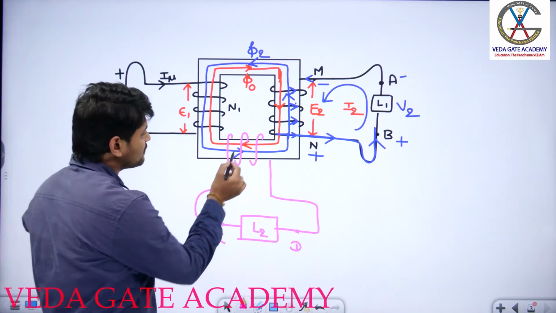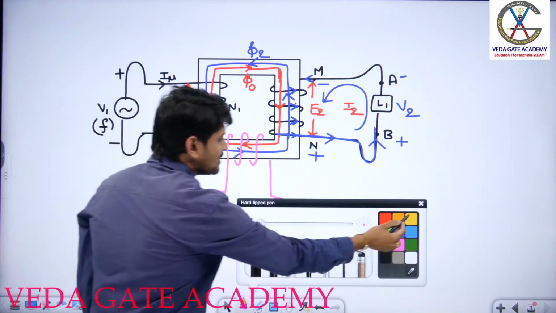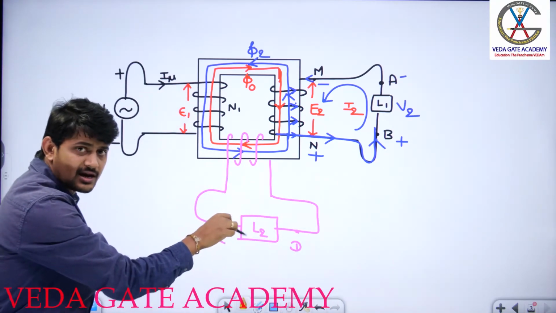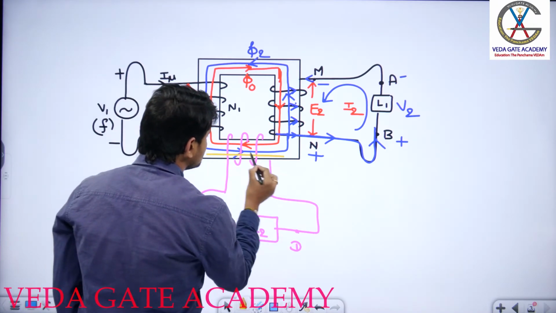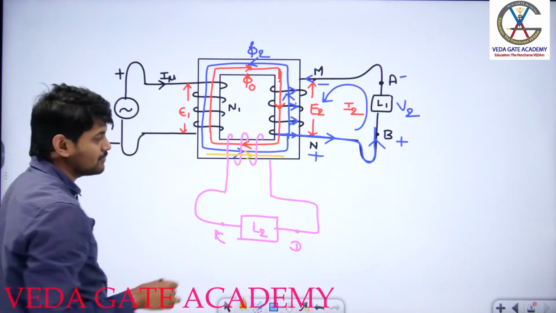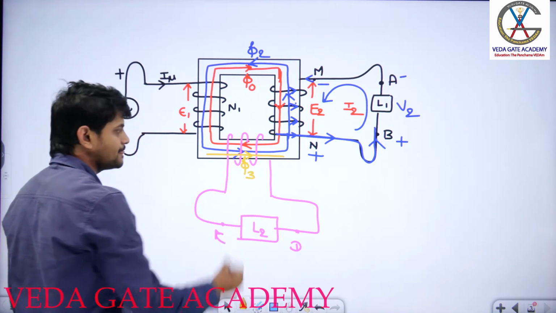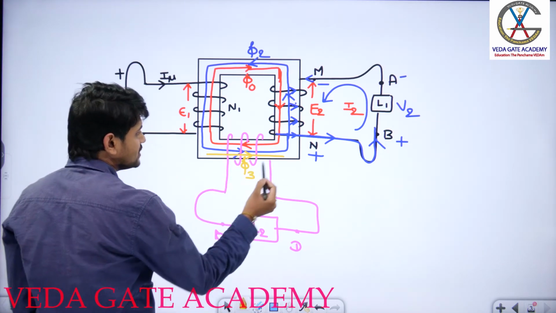With respect to operating flux, which is in this direction, the flux produced because of this particular load current should be in which direction? In this direction. Red color represents operating flux. So let us assume this is phi 3. The direction of phi 3 should be in this fashion.